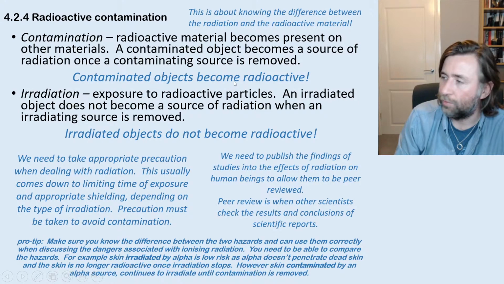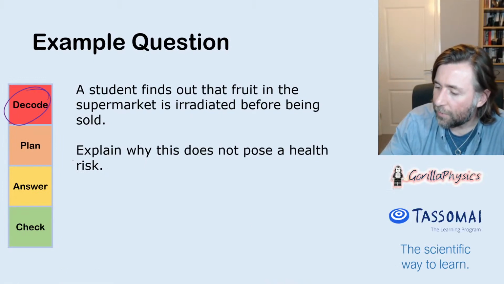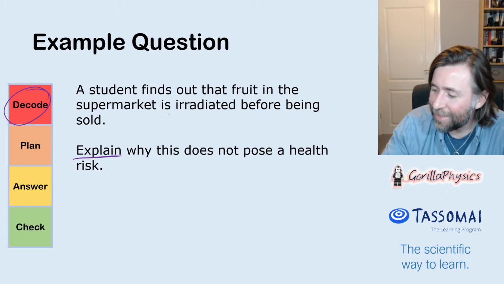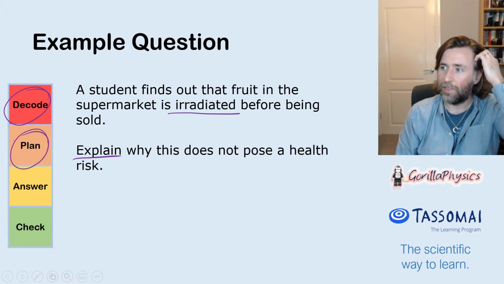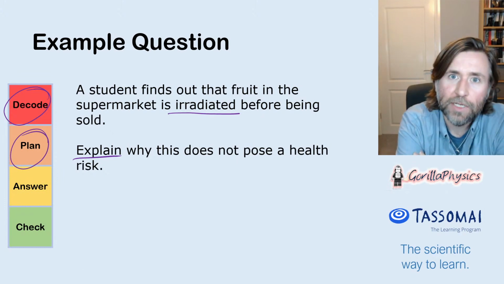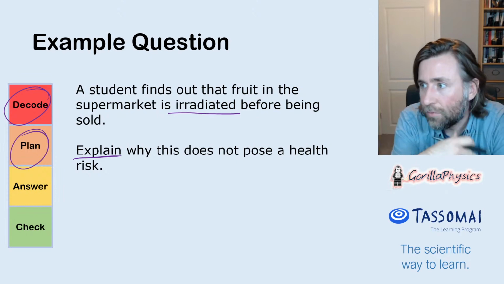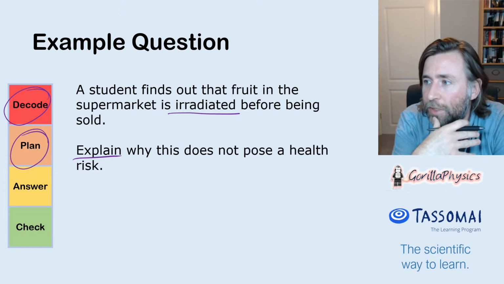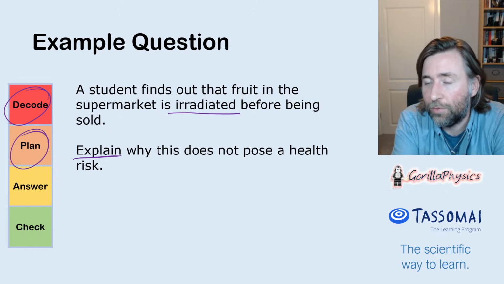And we need to talk about precautions and risks, but appropriate ones. So let's decode this. Explain why this doesn't pose a health risk. A student finds out that fruit in the supermarket is irradiated before being sold. Now, how have they made this one a little bit harder than just asking you what's meant by the term irradiation? Well, they've increased the cognitive load because they've said it's actually about fruit in a supermarket. And you might think to yourself, I don't know anything about fruit in the supermarket, that's not in the course. You're right, it isn't in the course. But what is in the course is understanding that irradiated objects don't become radioactive once the source is removed.